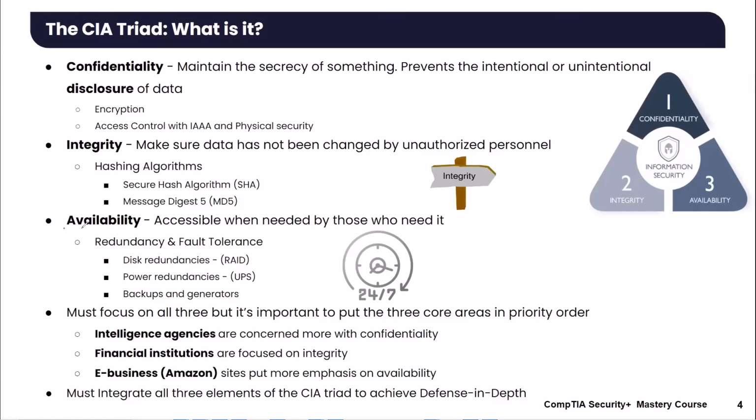Another one we have is availability. Availability is all about making sure that things are accessible when needed by those who need it. Those that are supposed to be accessing the data, is it available to them? I like to say that availability is the enemy of security. Because check this out: if we didn't need to make things available, then we're secure. If something is not available, that means even the attacker can't access it. And if they can't access it, that means they can't hack it.